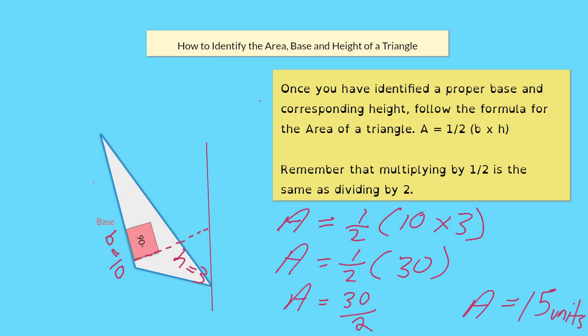And so area equals 1/2 times 30. Remember that multiplying by 1/2 is the same as dividing by 2. And so we have area equals 30 divided by 2, which is the same thing as 30 times 1/2. And my area would be 15 square units. All right, 15 square units. Again, because we're talking about area, it is square units. And so let me just fix that right quick.